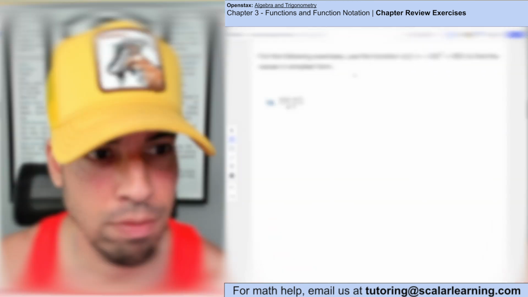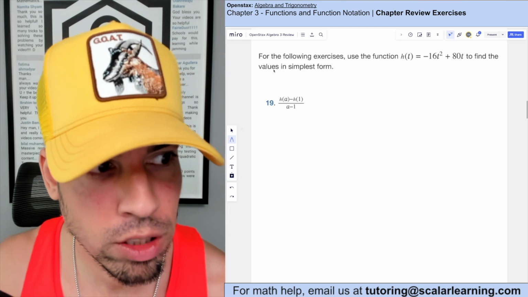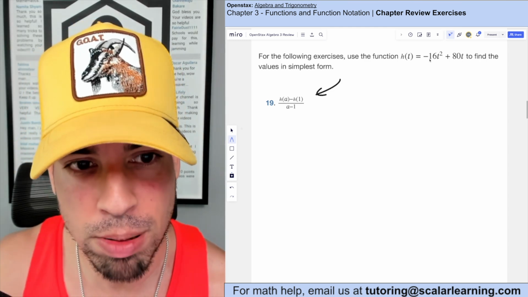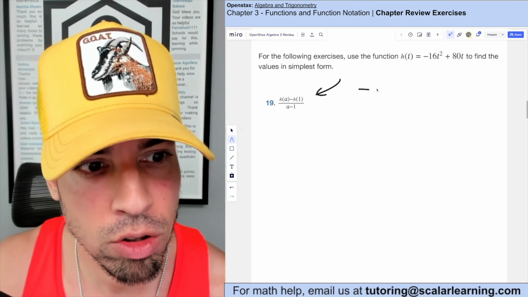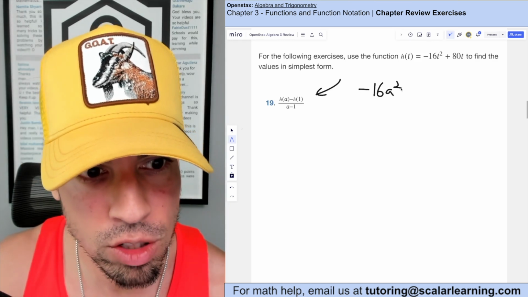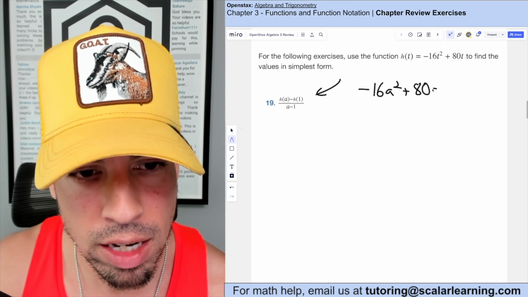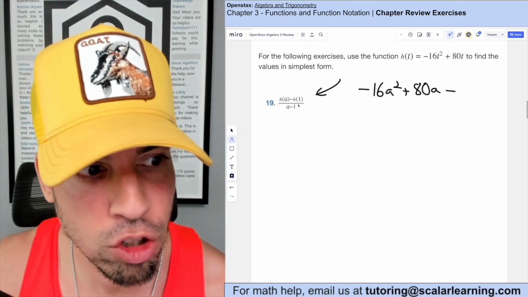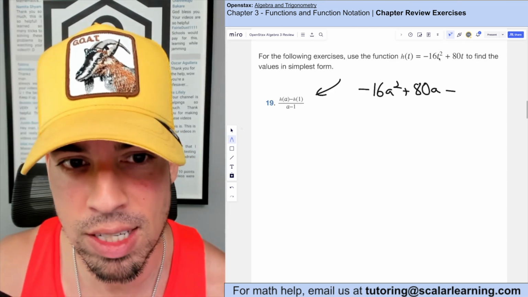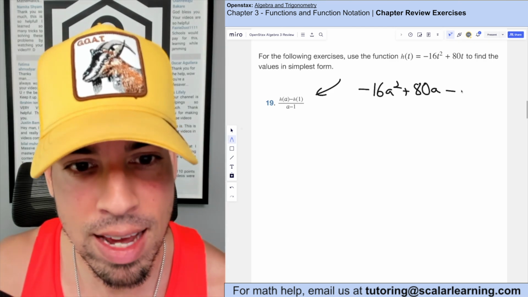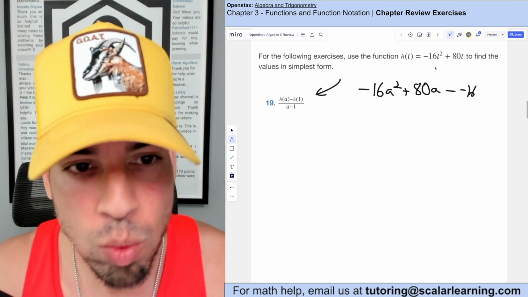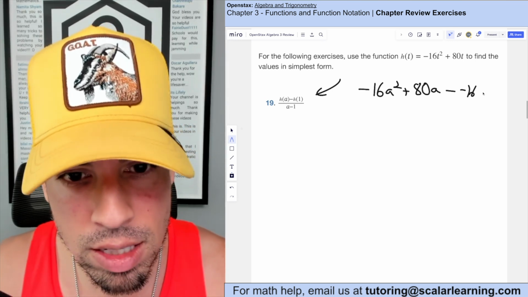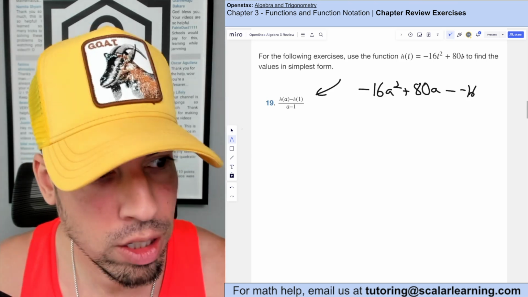Boom, done. For this question, we're using the following function to find this value in simplest form. So when we say h of a, we're plugging in a for t. So it'd literally be -16a squared plus 80a. So I'm replacing every t with a. Then it's minus h of 1. So I'm plugging 1 in for t up here. So that'd be -16, right, times 1 squared is just 1. So -16 times 1 is -16, plus 80 times 1, which is 80.